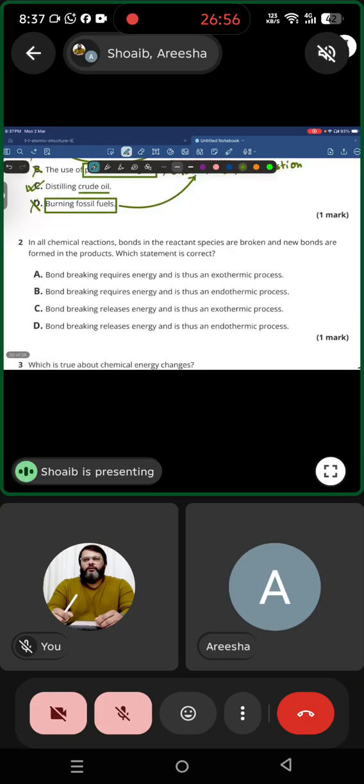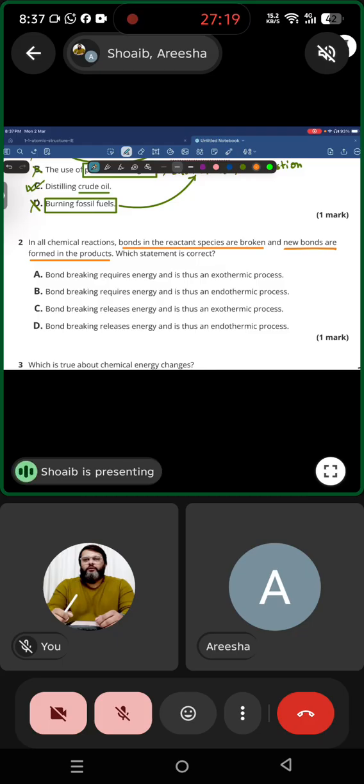In all chemical reactions, the bonds in the reactant species are broken. New bonds are formed in the product. Which statement is correct here? Yes. Let's read one by one.